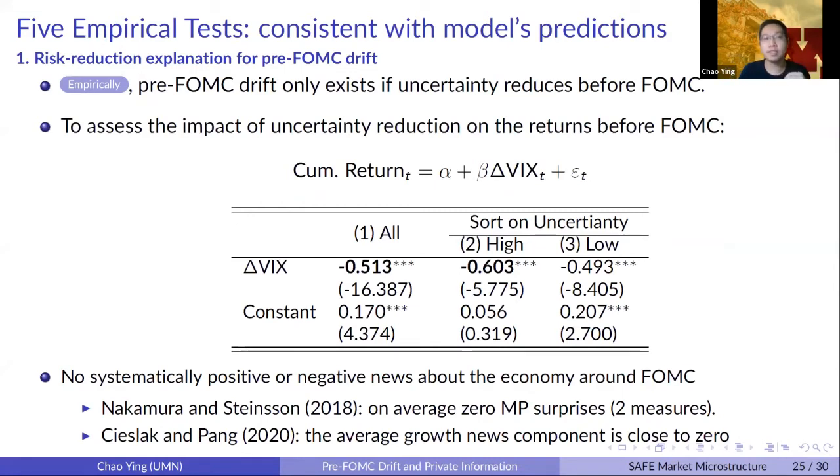Now, to more formally assess the impact of the uncertainty reduction on the return before announcement, I run the following regression. Here, both the cumulative return and the VIX change are calculated in the 24-hour window before announcement. In the table, it shows that when the VIX decreases 1% before announcement, the pre-announcement drift is about 51 basis points. It implies that the pre-announcement drift is largely explained by the risk reduction explanation.